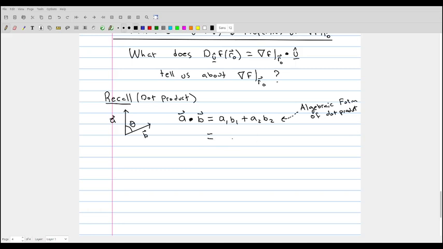But you hopefully saw in a previous calculus course that it can also be written in what's called its geometric form. Using a little bit of geometry, specifically the law of cosines, the dot product can also be written as the magnitude or length of the vector A times the magnitude of the vector B times cosine of the angle between the two vectors. And this is sometimes called the geometric form of the dot product. So this is very important. It's important for a lot of different reasons, but specifically for us, we can directly apply this to the directional derivative.